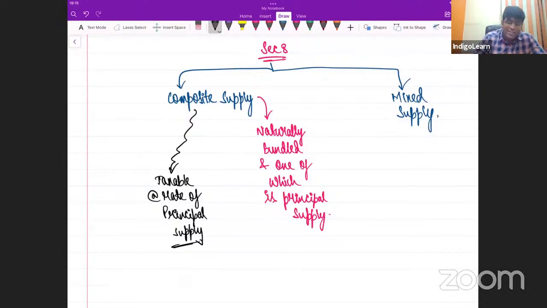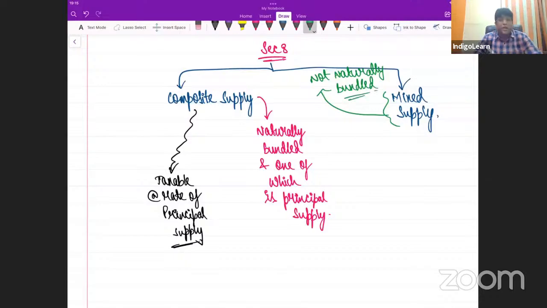Whereas on the other side, mixed supply is something which is not naturally bundled. For example, in a sweet shop at Diwali time or important seasons, they pack different dry fruits like cashew, badam, pista in a box and sell. Are they naturally bundled? No. Separately, if you want, can you get your cashew, badam and all? Yes. So they are not naturally bundled.